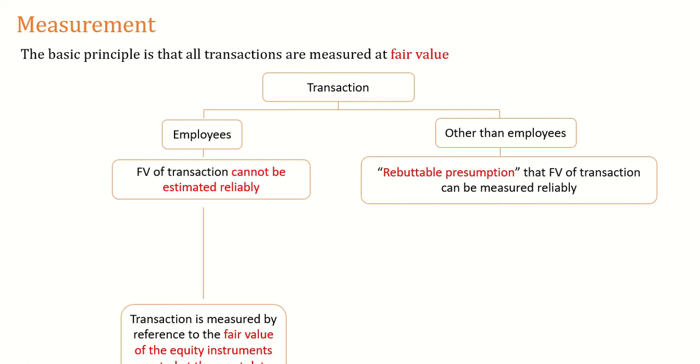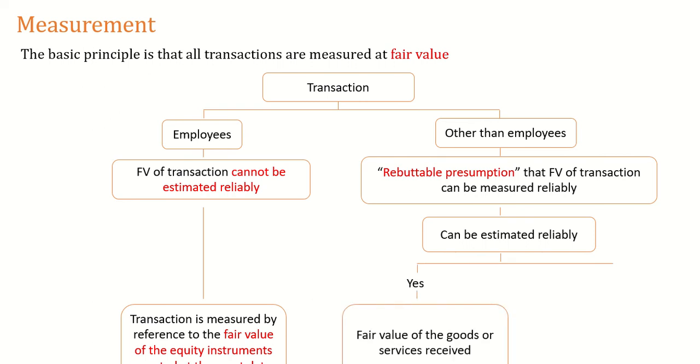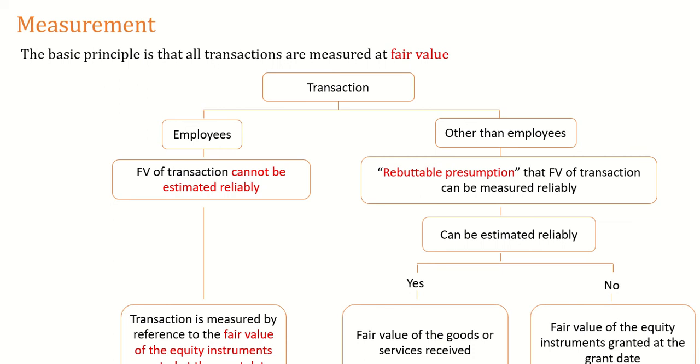Otherwise the standard says this is a rebuttable presumption. You can rebut it. The standard says that if you get a service from anyone other than an employee, there is a fair value, and you can record the transaction at that fair value, as a rebuttable presumption. If you can rebut it, right. So it says if it can be estimated reliably, you can take the fair value of the goods or the service received as the fair value of the transaction. If not, again go back to the previous rule, which means you can take the fair value of the equity instrument granted at the grant date.